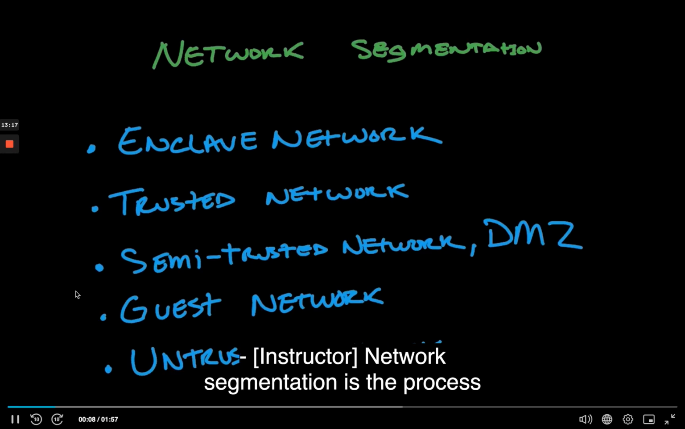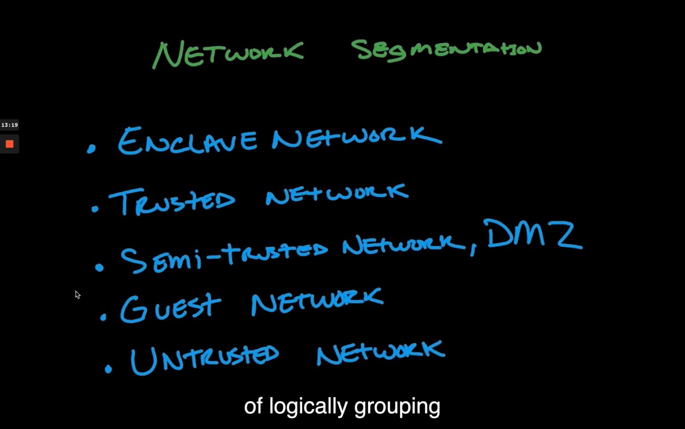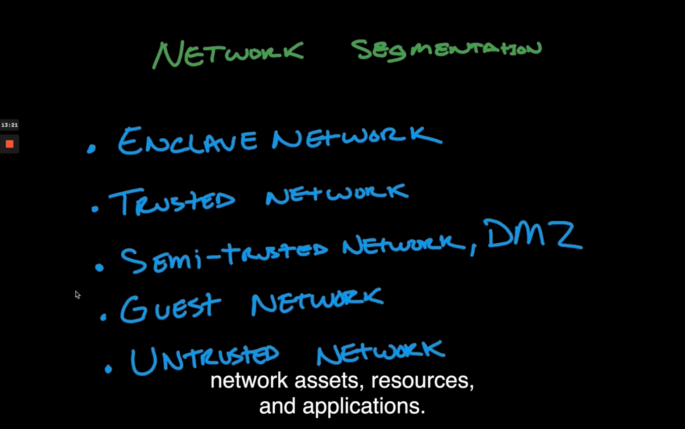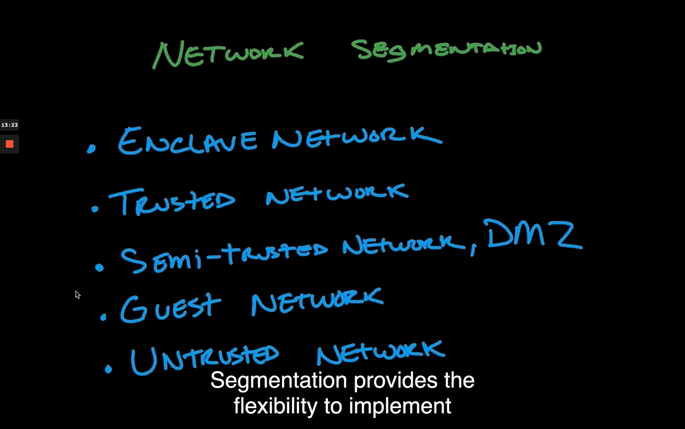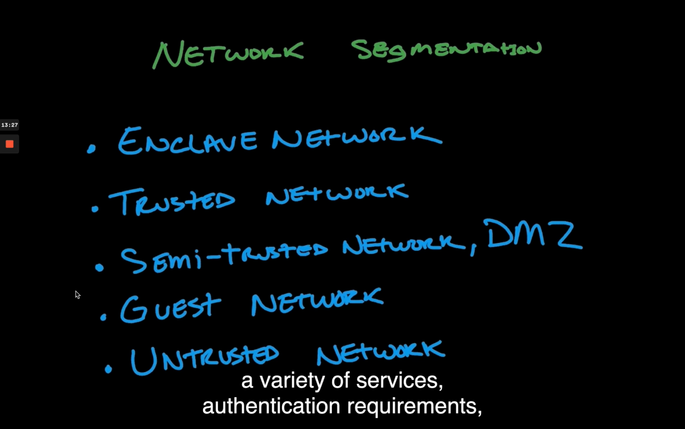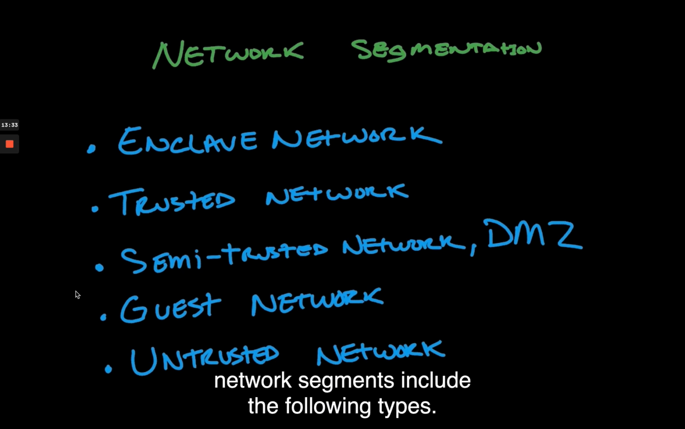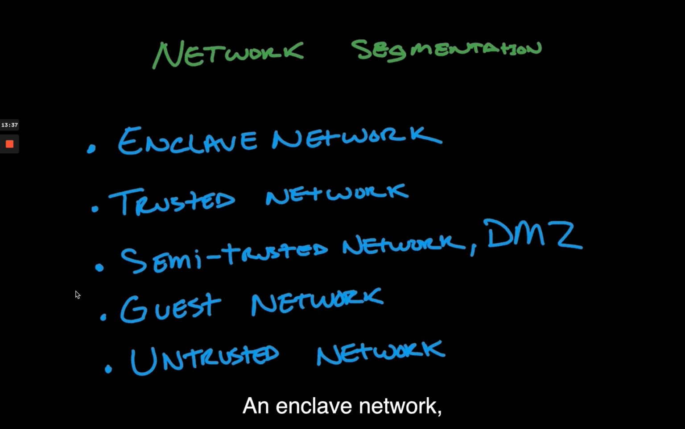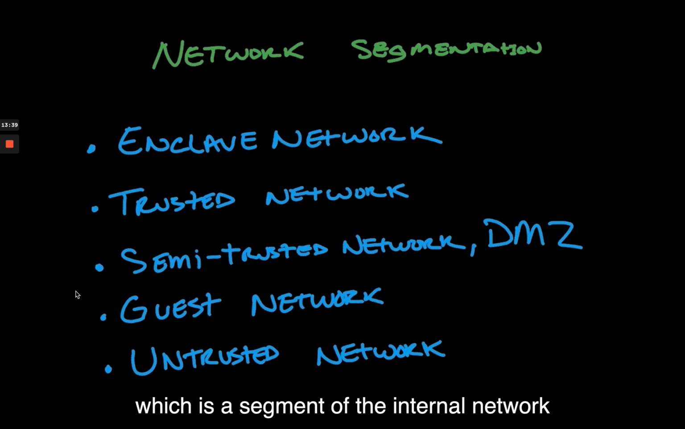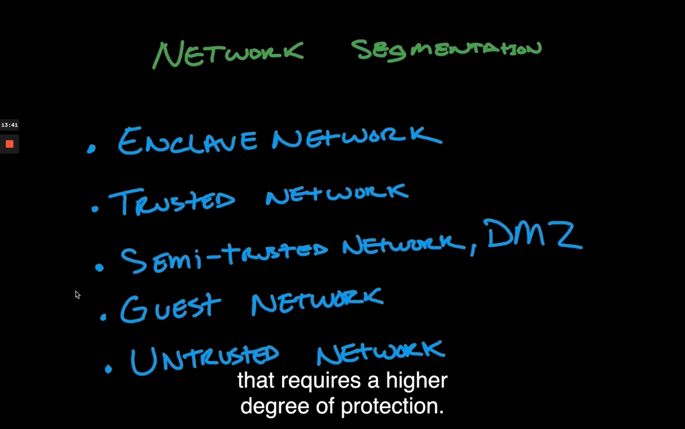Network segmentation is the process of logically grouping network assets, resources, and applications. Segmentation provides the flexibility to implement a variety of services, authentication requirements, and security controls. Working from the inside out, network segments include the following types: an enclave network, which is a segment of the internal network that requires a higher degree of protection.